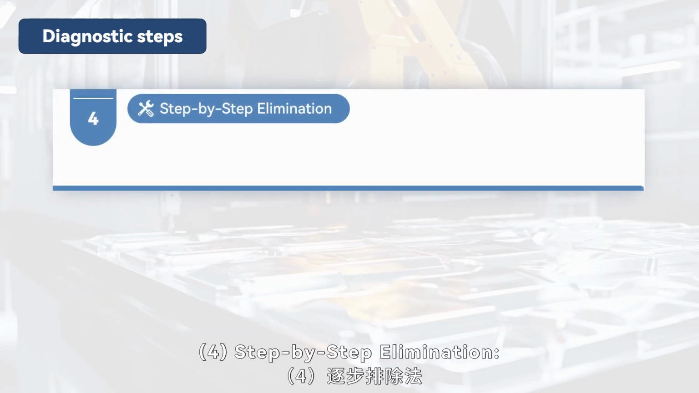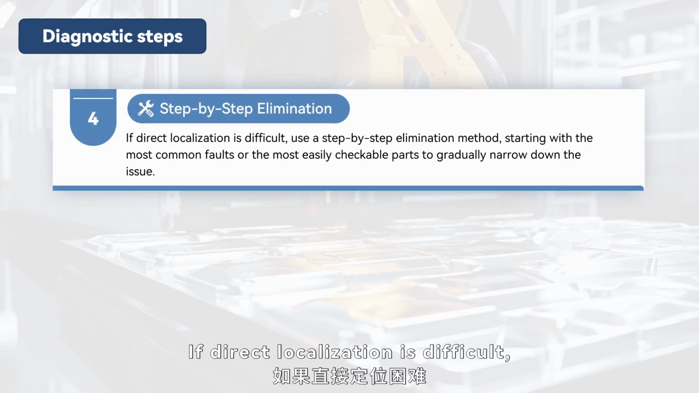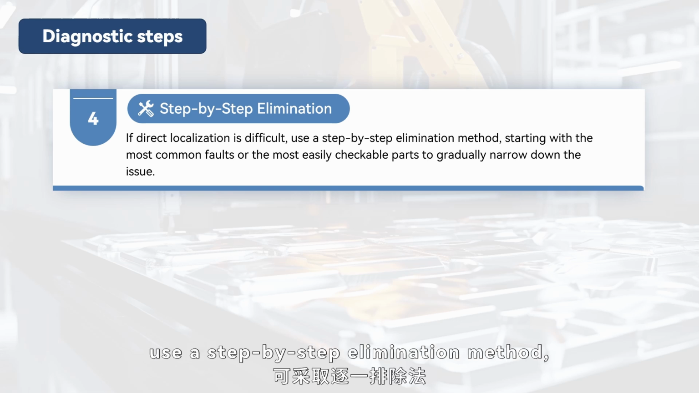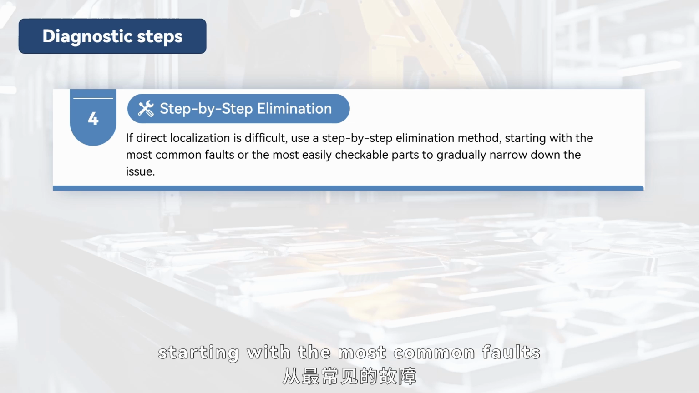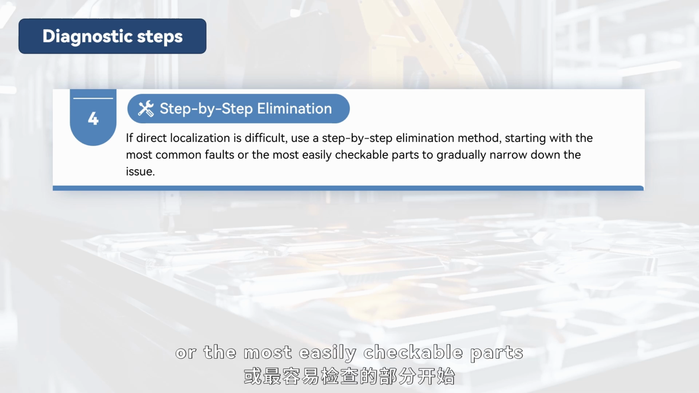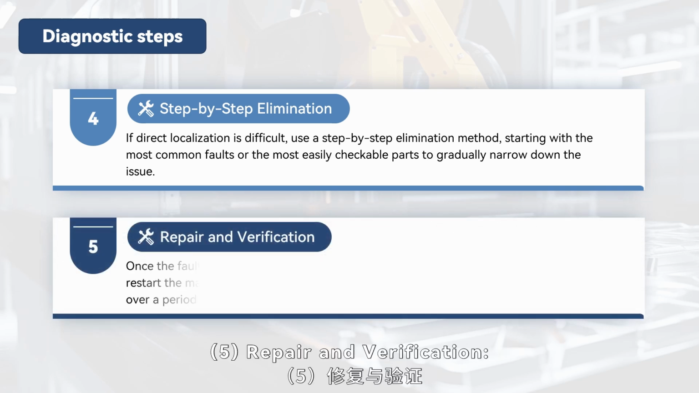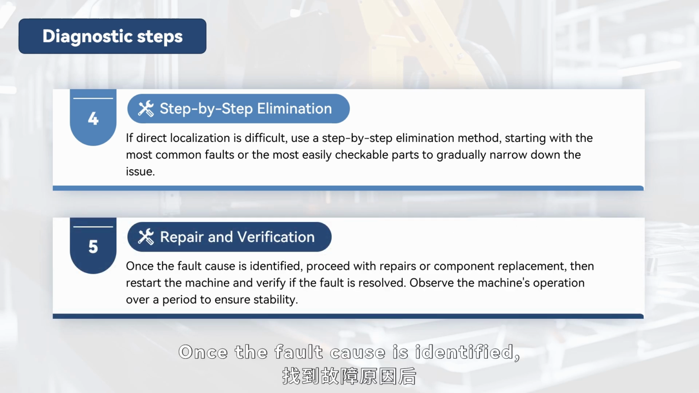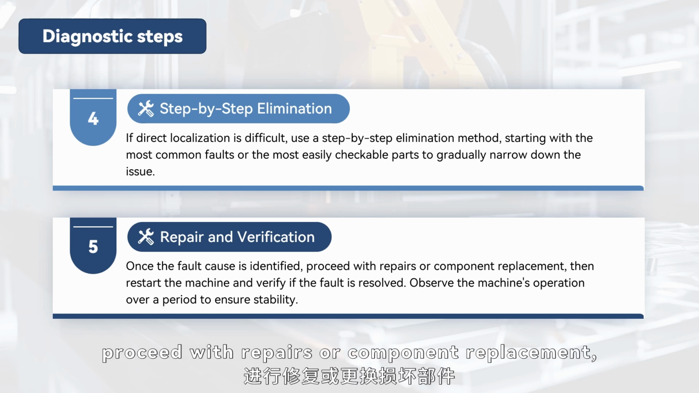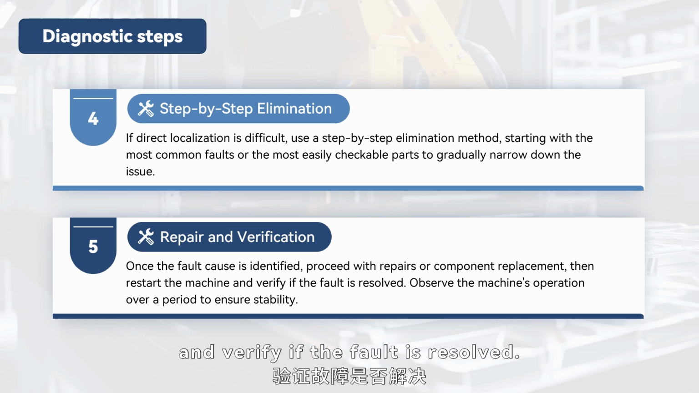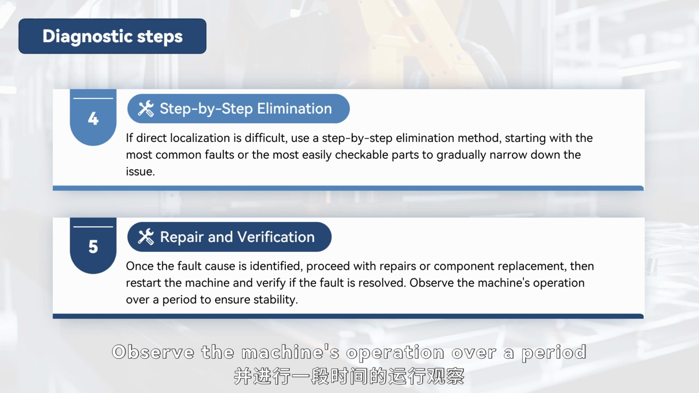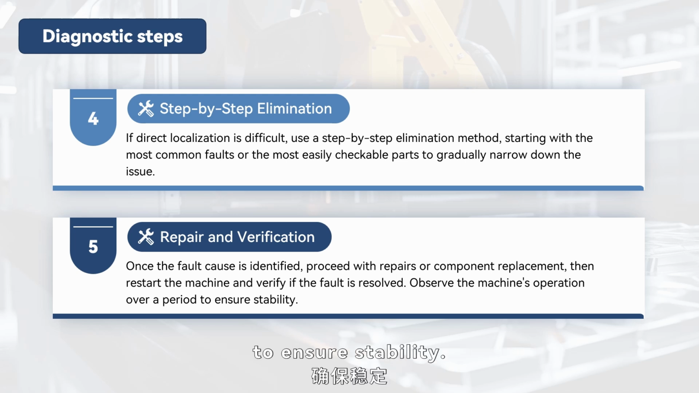4. Step-by-step elimination. If direct localization is difficult, use a step-by-step elimination method, starting with the most common faults or the most easily checkable parts to gradually narrow down the issue. 5. Repair and verification. Once the fault cause is identified, proceed with repairs or component replacement. Then restart the machine and verify if the fault is resolved. Observe the machine's operation over a period to ensure stability.